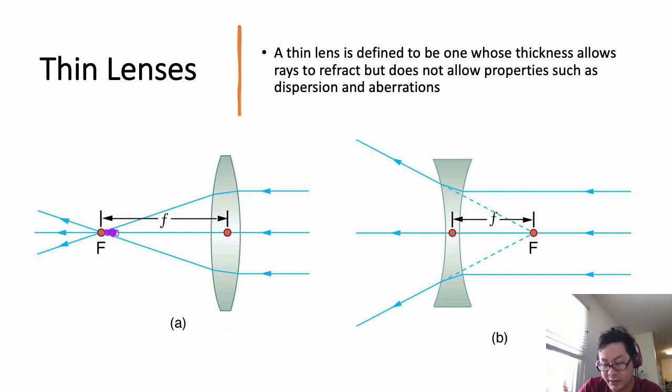And a thin lens is defined to be a lens whose thickness allows the ray to refract but does not allow properties such as dispersion and aberration. It means every light ray comes to or diverges from only one focal point. It's not dispersion or aberrations, which make the focal point harder to calculate and harder to use in this chapter.